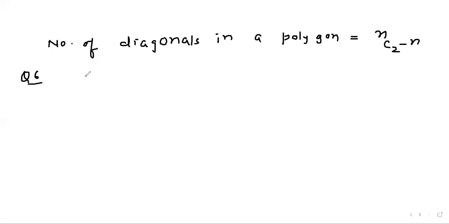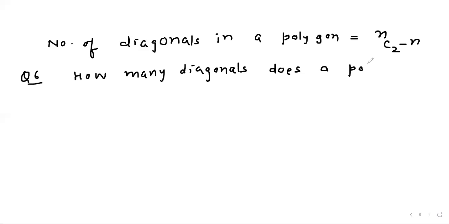Question says, how many diagonals does a polygon have if it has 40 sides?